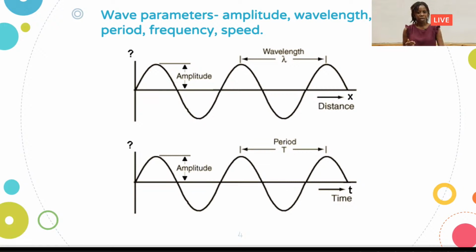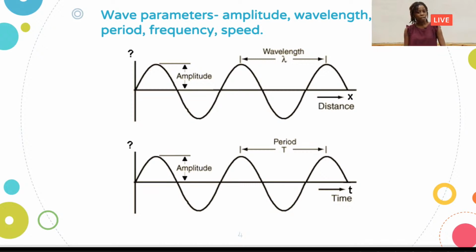Now, the period of a wave is the time it takes to make one complete oscillation. So the time it takes to make one full cycle, right? The difference between wavelength and period is what is measured on your x-axis. If your x-axis measures distance, then you're measuring wavelength. If you're using time, then you are measuring period.